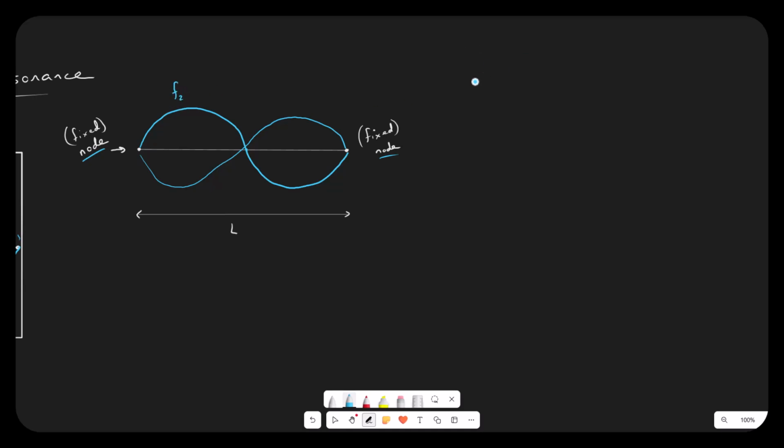Now what I have with this blue is two loops. I'm going to call this two loops. Here's one loop. Here is the other loop.